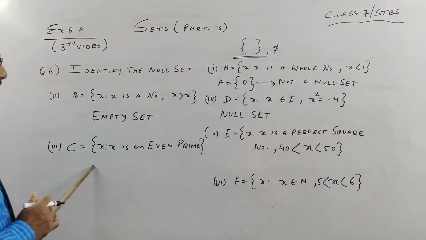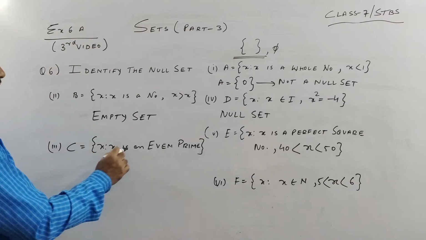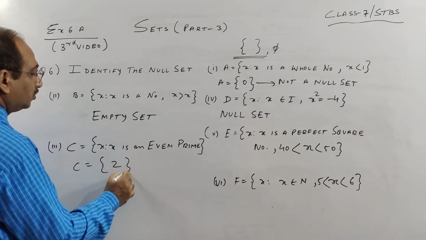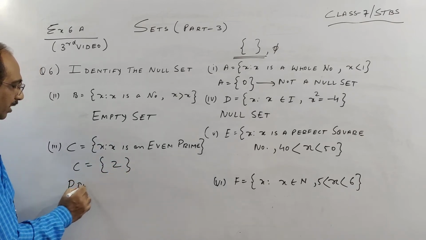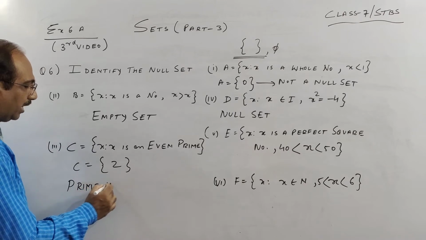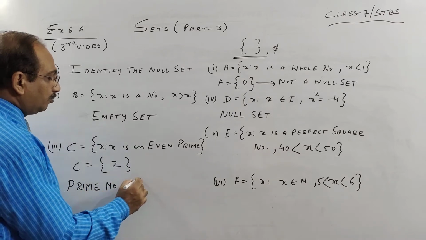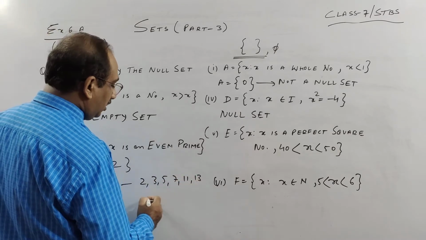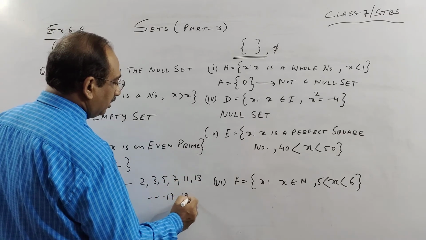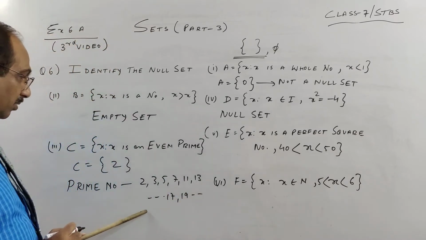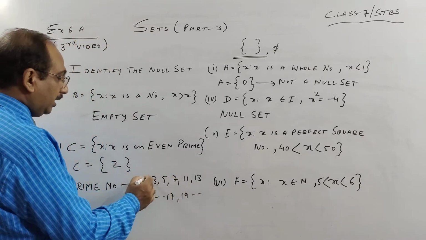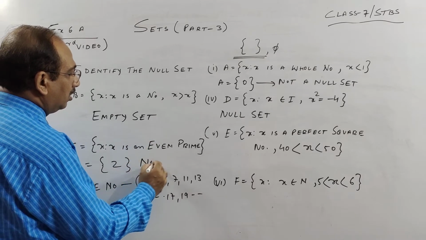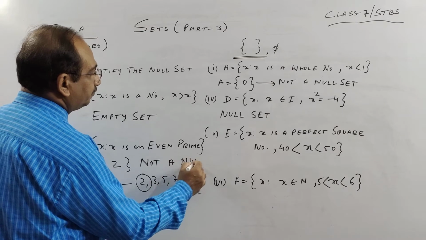Now I come to the third one. X such that X is an even prime. Yes, we have a prime number which is even, that is 2. So if you want to know, children, the prime numbers: 1 is neither prime nor composite. 2, 3, 5, 7, 11, 13, 17, 19. So like that it goes on. All the prime numbers are odd except 2. So 2 is the only even prime. So this is not a null set.